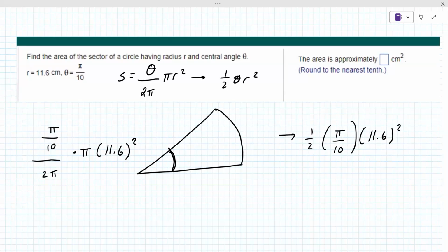So if you want to grab a calculator, see if you can work through that. I'm going to do the same just to make sure we both got it.